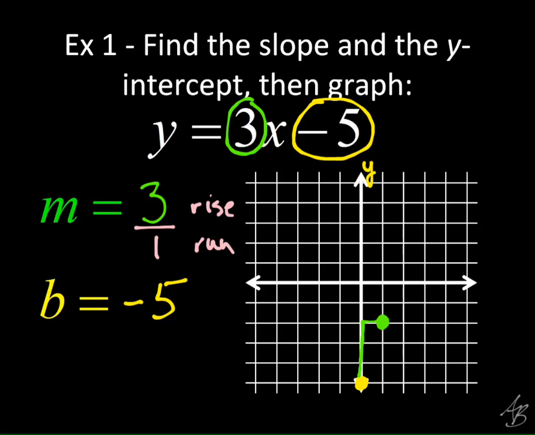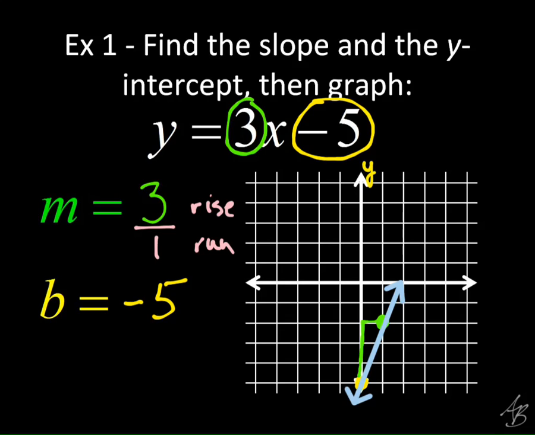And now that I have 2 points, what can I do? I can draw my line. So we get those 2 points. Use a straight edge to draw your line through the 2 points. And then follow all those same rules. Make sure you use a straight edge. Make sure you extend it past the points. And then put your arrows.